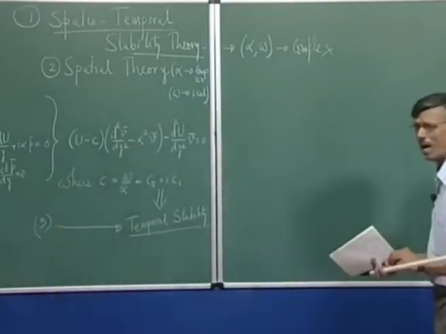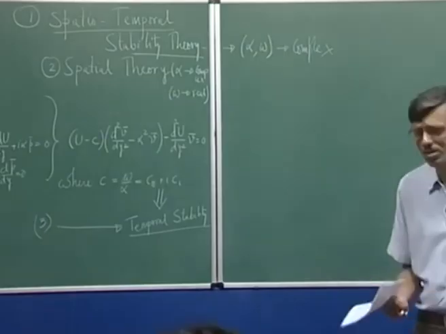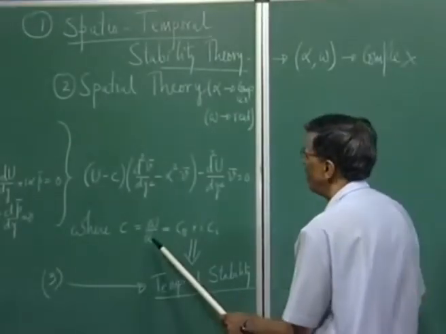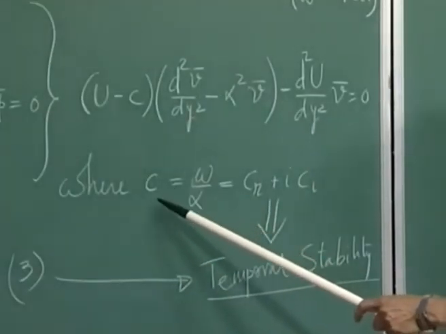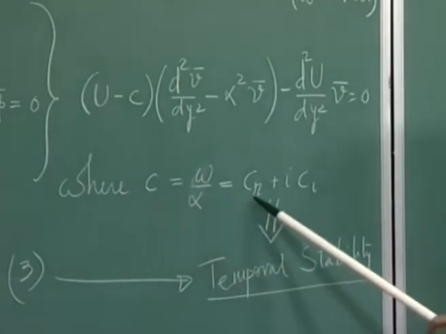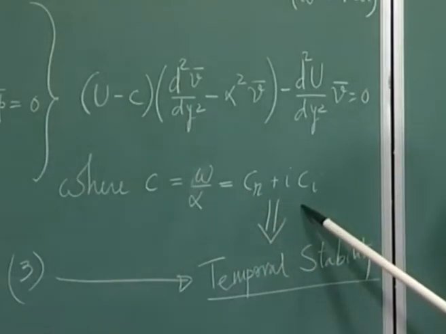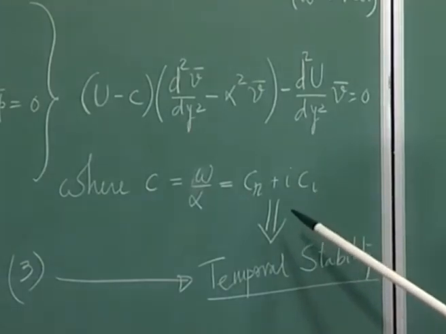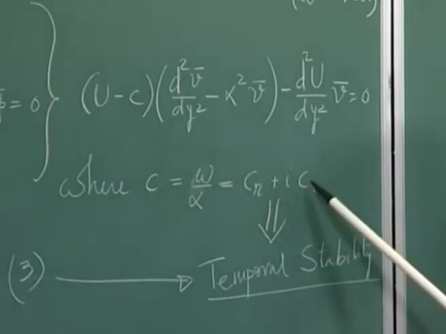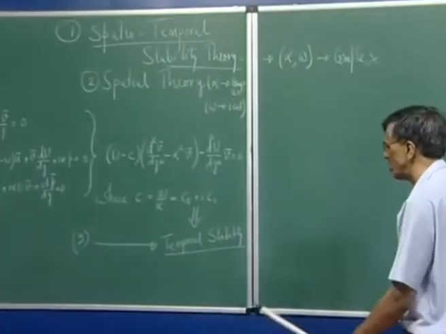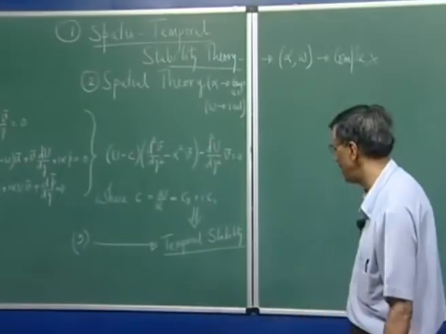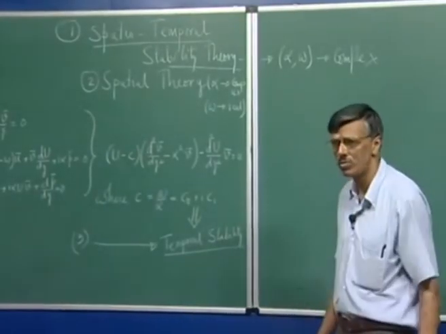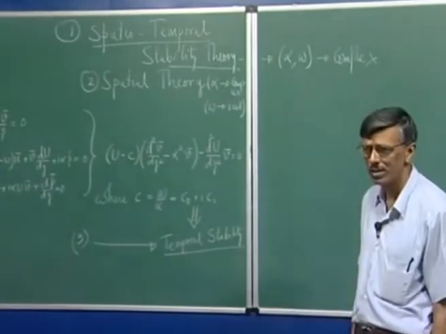In temporal theory, what will happen? We are going to talk about disturbances which grow in time. So, alpha will be real and omega will be complex. So, omega by alpha, which we have called the phase speed, will have a real part and an imaginary part. Okay? And once again, whatever applies for omega will also apply for C in terms of determining stability or instability. That is, if C I is positive, we have instability for a downstream propagating disturbance, and if C I is negative for a downstream propagating disturbance, it would indicate stability.